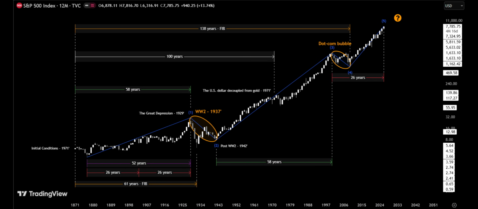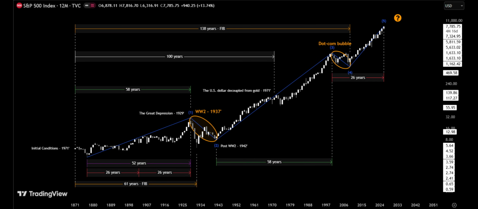Now look at the first major structure. From the initial condition around 1871, the market advances toward the major peak associated with the 1929 period. That first large expansion forms the basis of Wave 1. Then the structure contracts. The movement around 1937 and the post-war period becomes the next phase. Then the market begins a much larger expansion. This eventually develops into Wave 3.